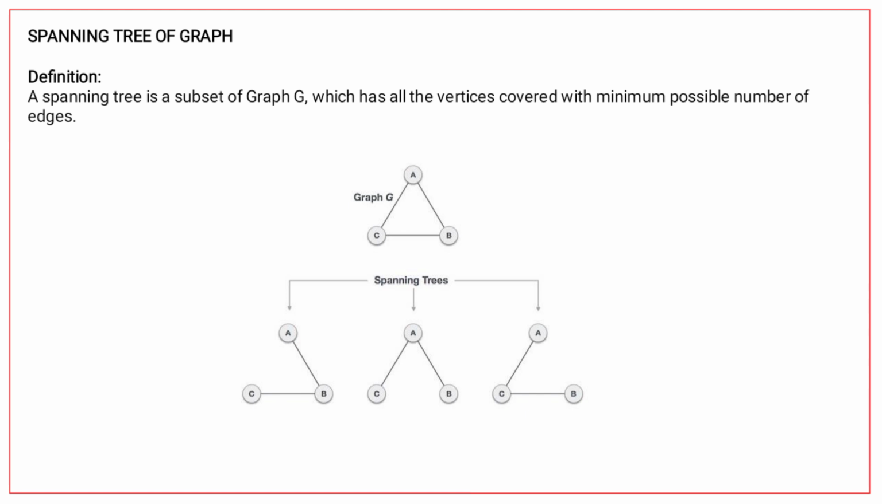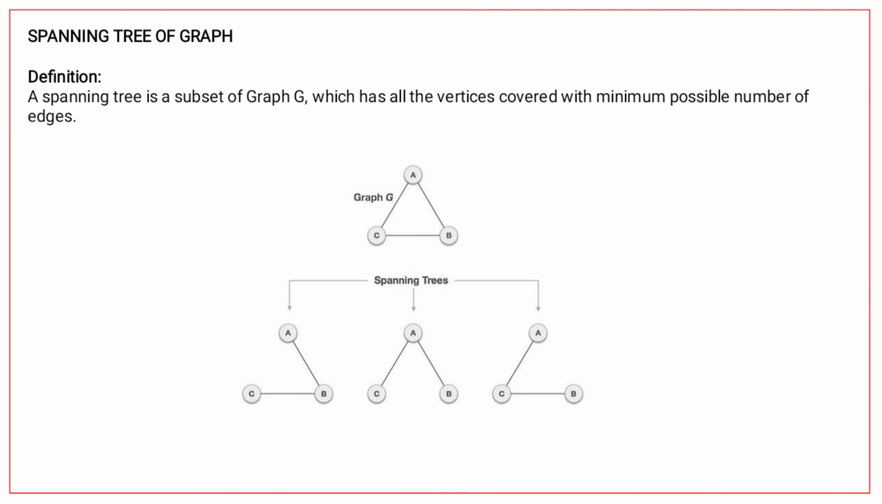Let a graph G have n vertices and e edges. Then spanning tree of graph contains n vertices and n minus 1 edges. Spanning tree has no cycle, so it is a tree, and it cannot be disconnected.